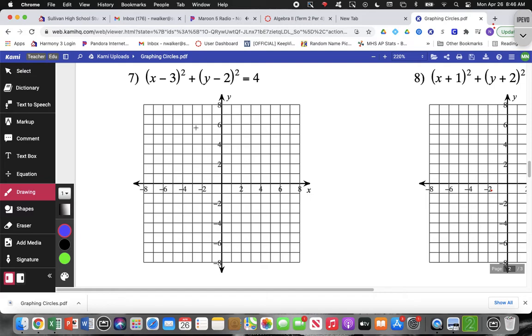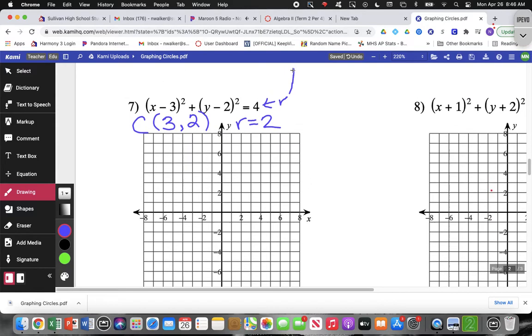So on this one, what are we subtracting from x? 3. So the x coordinate of the center is positive 3. Now what's going to be the y coordinate? Positive 2. So since we see negatives in the equation, the center will be positive. Now what's my radius? 2. We always have to take the square root of that number, so if r squared is 4, then that means our radius is 2.